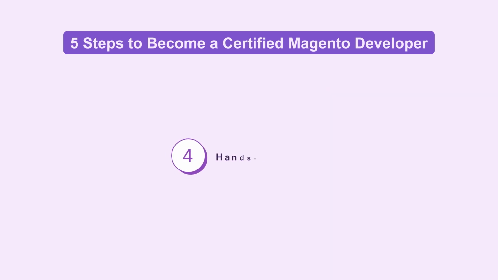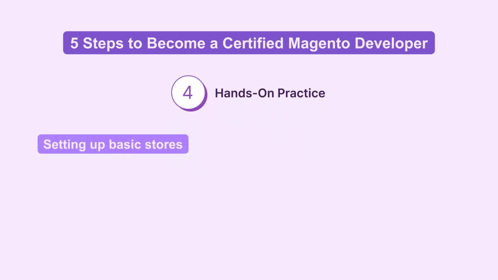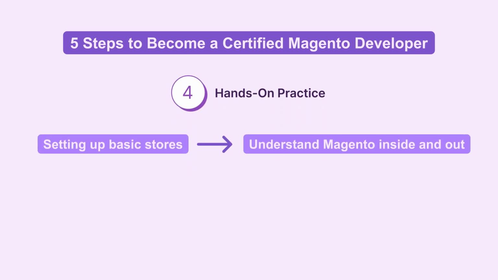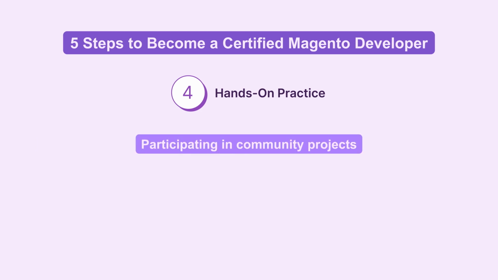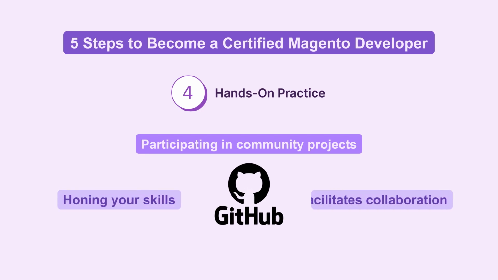The fourth step is imperative: hands-on practice. Starting with setting up basic stores to understand Magento inside and out, you'll move on to creating custom themes and extensions, which enrich the platform's functionality. Participating in community projects through platforms like GitHub aids in honing your skills and facilitates collaboration.